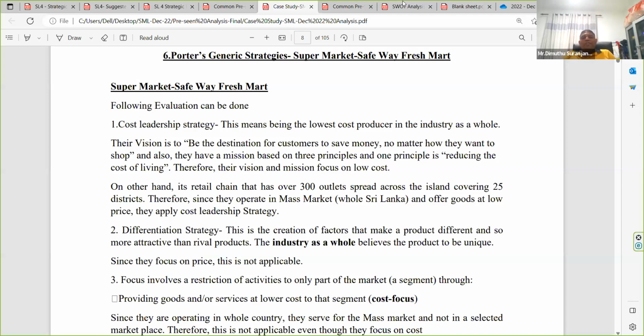Therefore, their vision and mission focus on low cost. On the other hand, the retail chain has over 300 outlets spread across the island covering 25 districts. Therefore, since they operate in the mass market, whole Sri Lanka, and offer good and low prices, they apply a cost leadership strategy. That was the way that I argued. Now, if you say cost focus, give your argument, and based on that you can get the marks.